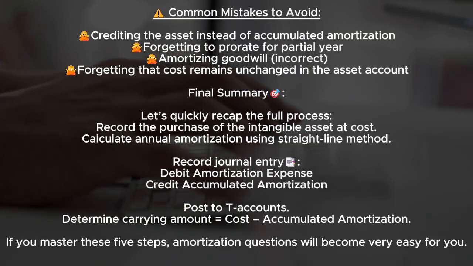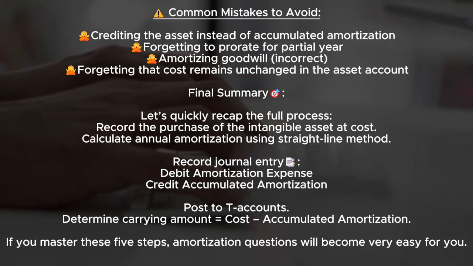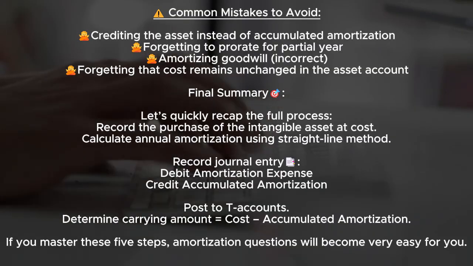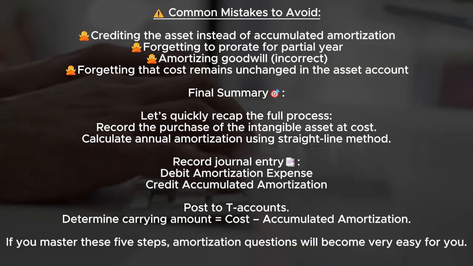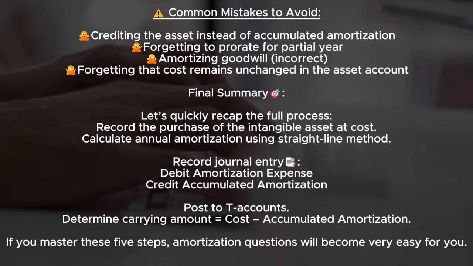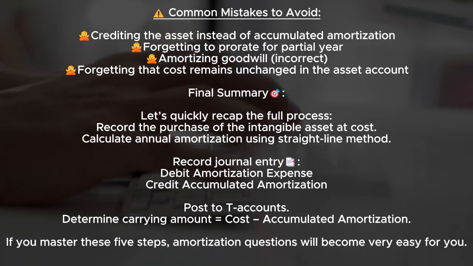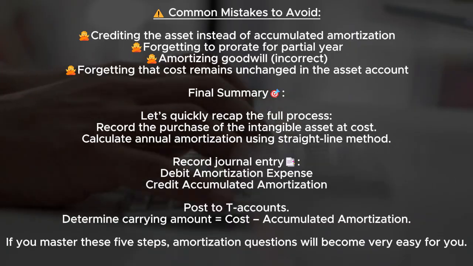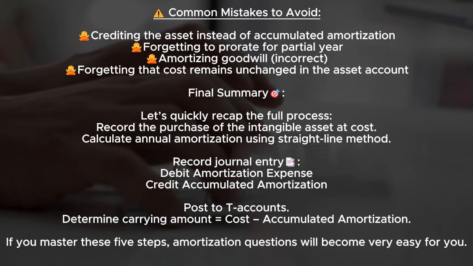Final summary: let's quickly recap the full process. Record the purchase of the intangible asset at cost. Calculate annual amortization using straight-line method. Record journal entry: debit amortization expense, credit accumulated amortization, post to T-accounts. Determine carrying amount, which is cost minus accumulated amortization. If you master these 5 steps, amortization questions will become very easy for you.